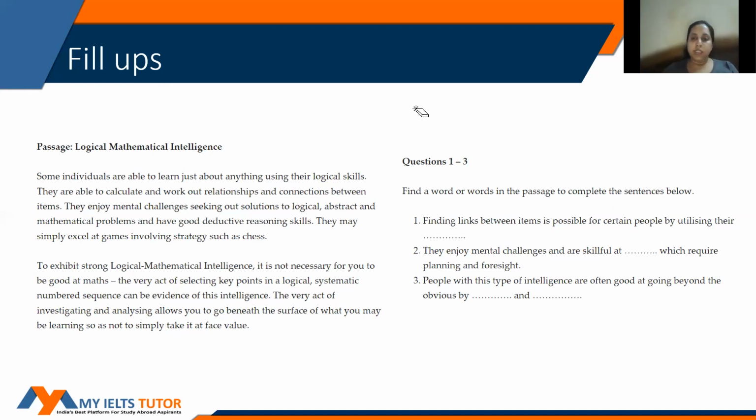Okay. So these are three questions here. These are simple fill-ups. Now, let's read. How do we have to do this? We have to read this. Finding link between items. Link between means connection, maybe, right? Link between connection is possible for certain people by utilizing their what? Now, what people utilize? We have to look for the information, what people are utilizing, using, right?